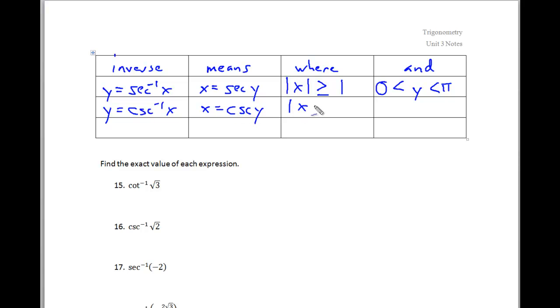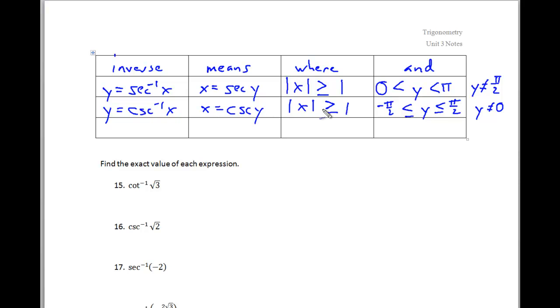For our cosecant inverse, if we switch the x and y around, we get cosecant of y, where the absolute value of x is greater than or equal to 1, and we go between negative pi over 2 to pi over 2. Obviously, we can't include a couple values here. Y cannot be equal to pi over 2 because it's undefined, and likewise with y, 0 cannot be 0 for the cosecant.